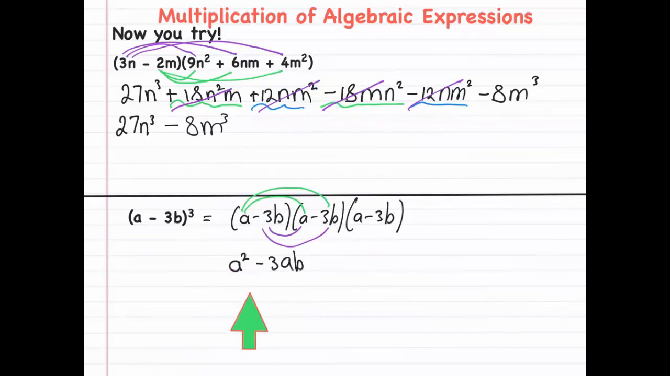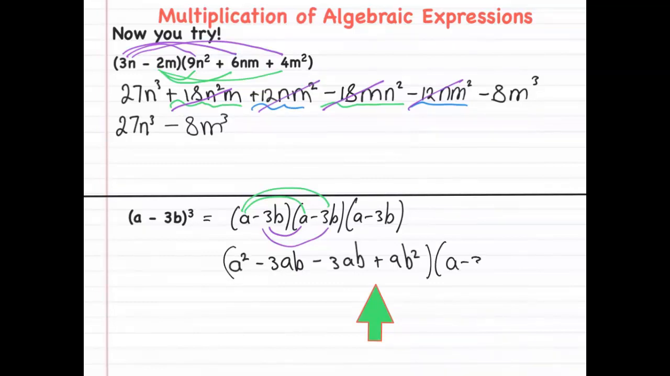I always like keeping them in alphabetical order, but here I just showed you it doesn't matter if it's the n squared m or mn squared, they're still the same thing. When we multiply, the order doesn't matter. And now, how about the next one? Minus 3b times a, that will be minus 3ab, and also minus 3b times minus 3b will give me plus 9b squared. And then let's leave this in brackets for now, and we write down that bracket I didn't use yet.